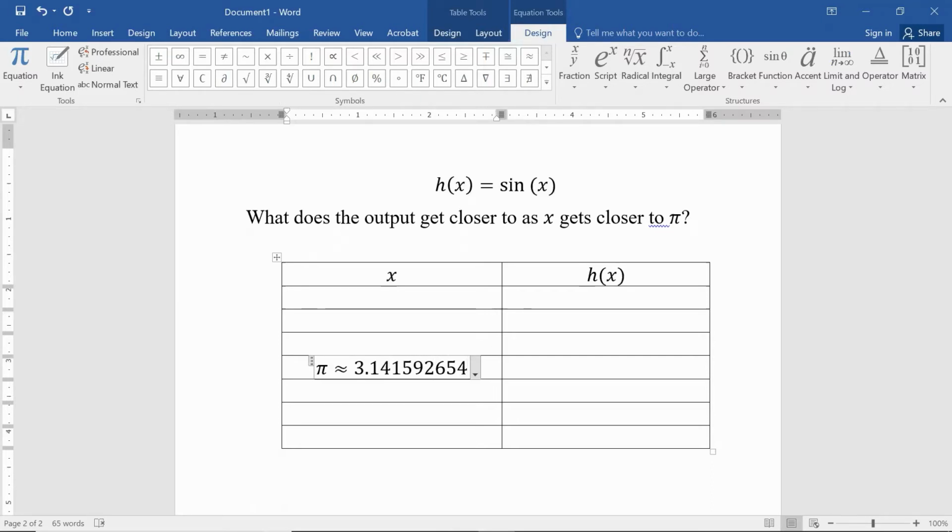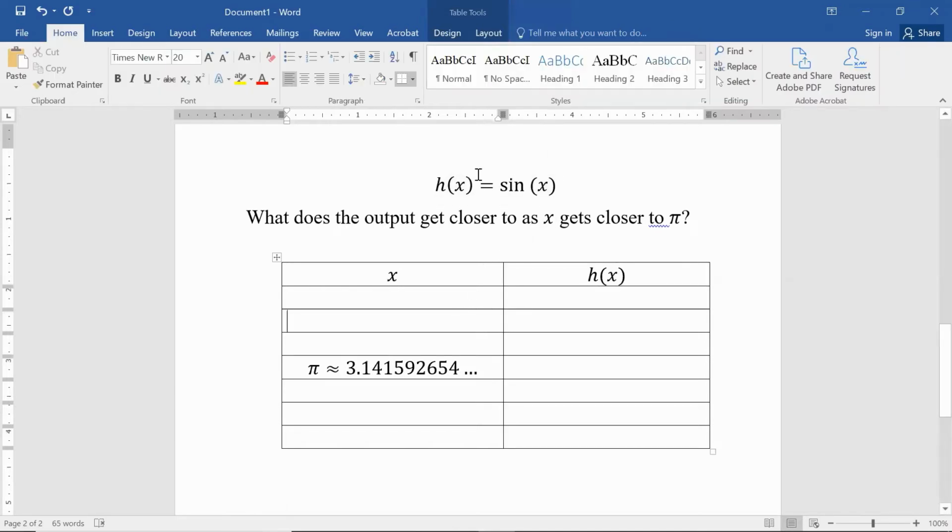How far do we want to go out? 2, 6, 5, 4, dot, dot, dot, right? So that's a rounded number, but you can see where it's going. So if I want to get closer to pi, maybe I start at 3.14 from underneath, then go to, I don't know, 3.141. That's what I'm doing here, I'm rounding to 2 decimals.